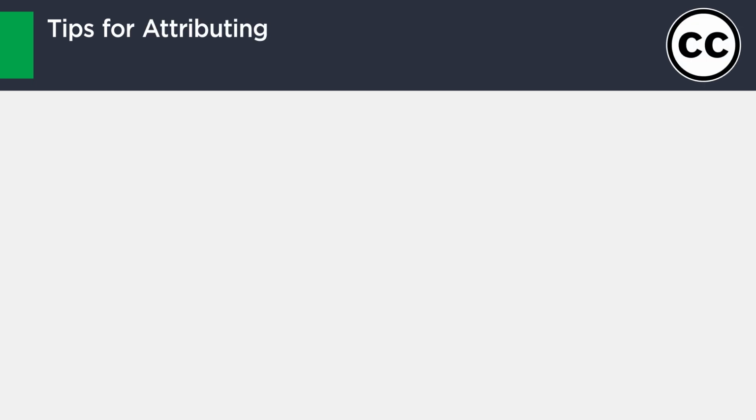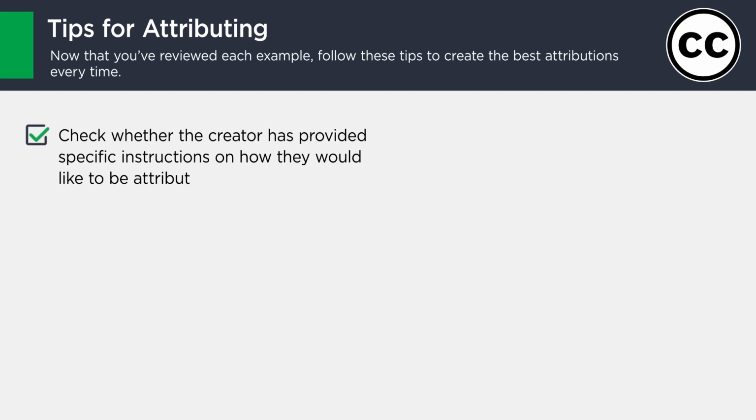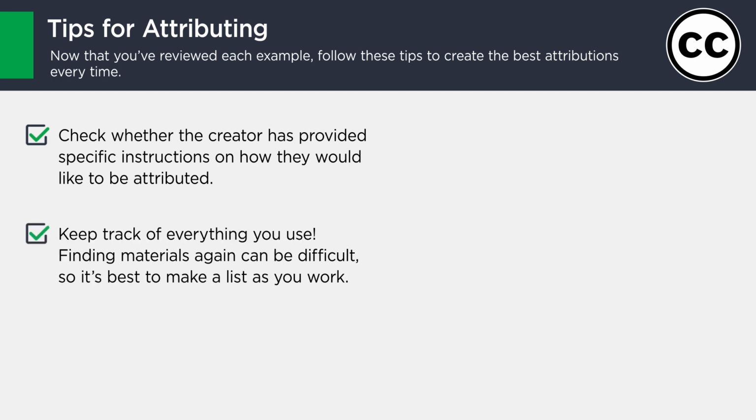Tips for attributing. Now that you've reviewed each example, follow these tips to create the best attributions every time. Check whether the creator has provided specific instructions on how they would like to be attributed. Keep track of everything you use. Finding materials again can be difficult, so it's best to make a list as you work.